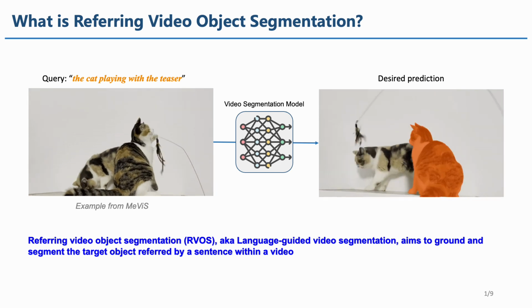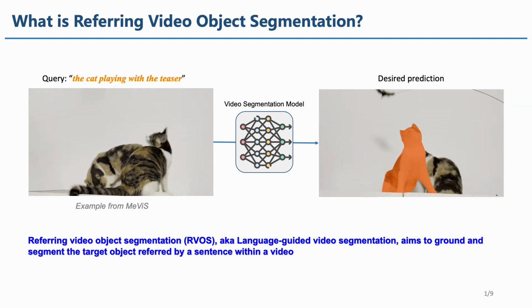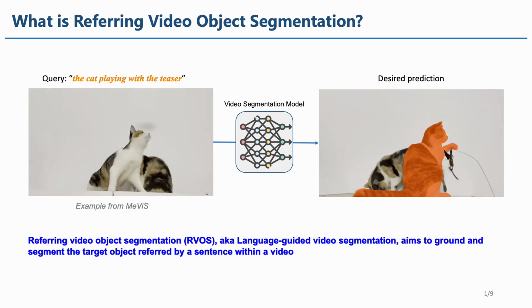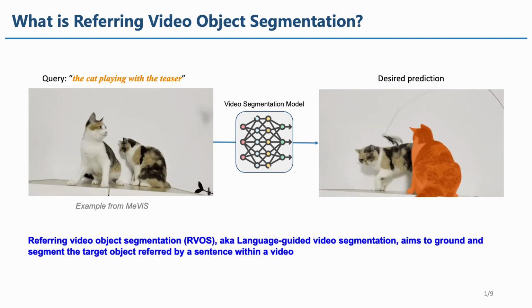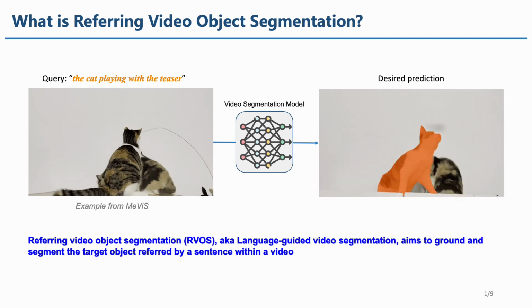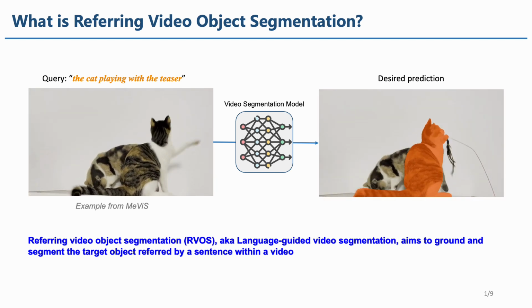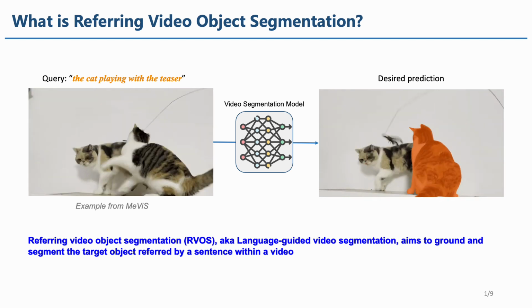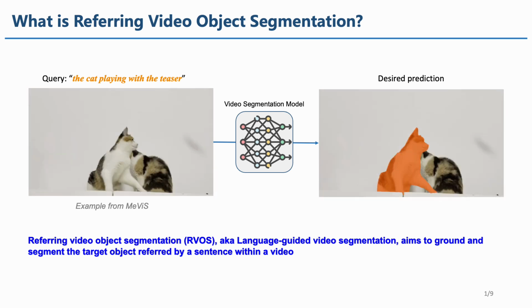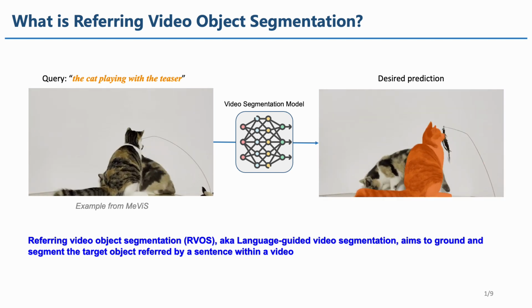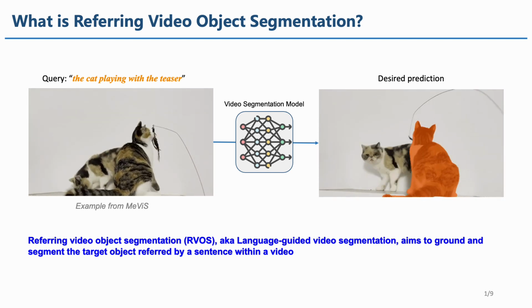Referring video object segmentation, also known as language-guided video segmentation, aims to ground and segment the target object referred by a sentence within a video. As shown in the figure, given the language query expression like, "the cat playing with the teaser," the video segmentation model processes the language and videos together and then outputs the segmentation mask for the referred object.